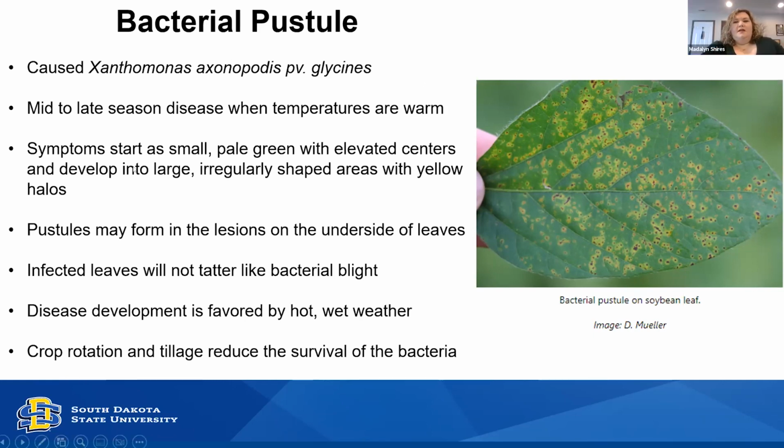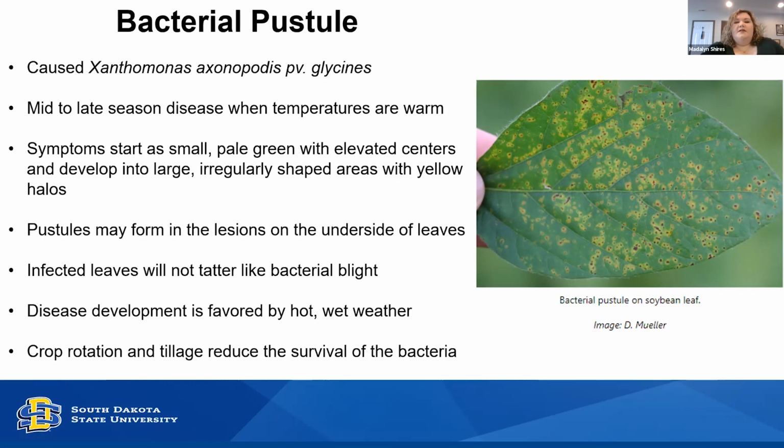Then the next one is bacterial pustule. And this is, again, a bacterial disease. It's caused by Xanthomonas species. It is a mid to late season disease that occurs when temperatures are warm. The symptoms start as small pale green spots with elevated centers and develop into large irregularly shaped areas with yellow halos, and you can see that pretty clearly happening here.